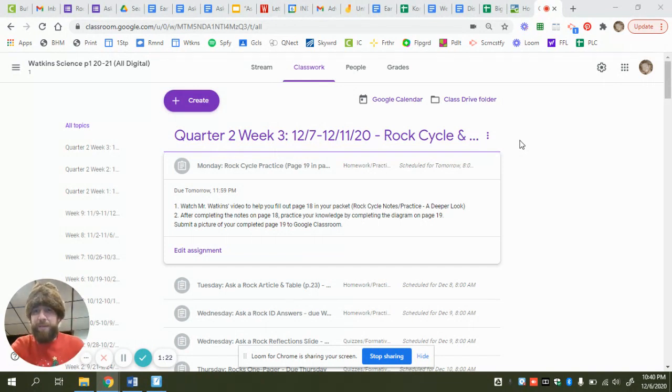So we're looking at page 18 in the packet. That's our rock cycle notes. I'm going to fill that out with you today and show you how to use that and what it means. Then you're going to practice it on page 19, take a picture of your completed page 19, and submit that to Google Classroom. And that's it for Monday. I hope you guys are learning with me here.